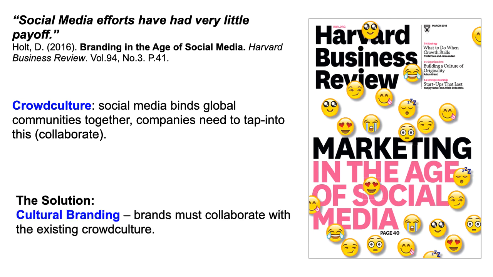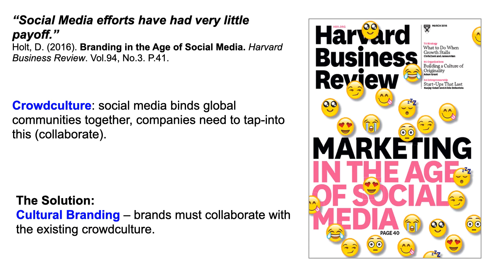And so what Harvard in this article realized was the solution to social media that doesn't work is what we call cultural branding. Brands must collaborate with the existing crowd culture. Don't force them to do something. Find out what they already enjoy. What are they already doing? If they enjoy putting lip ice on and using a tin, then tap into that. Don't bring out lip ice on a long lipstick stick. That's not part of their crowd culture. Use the language of the crowd and tap into that crowd culture.